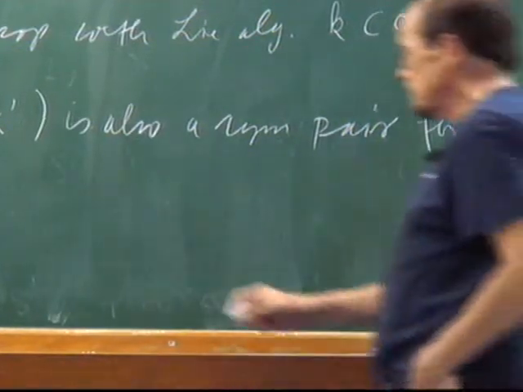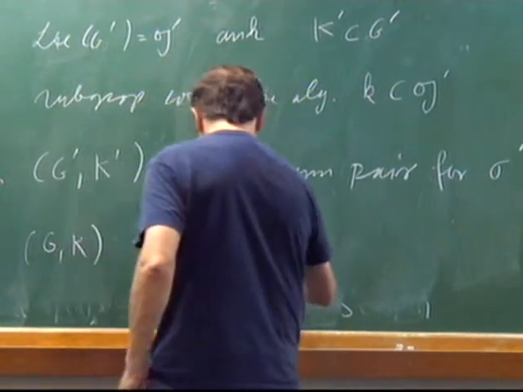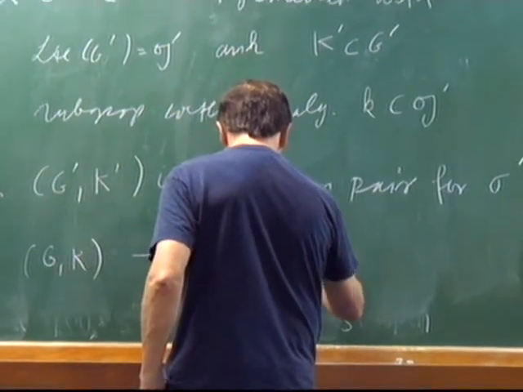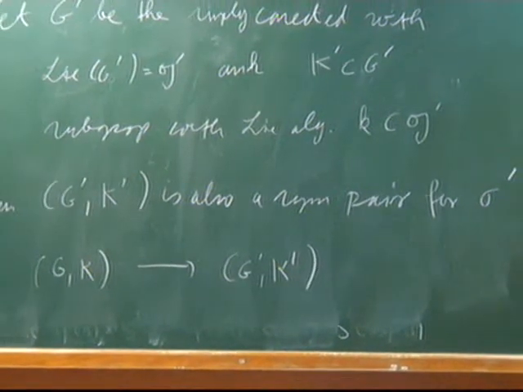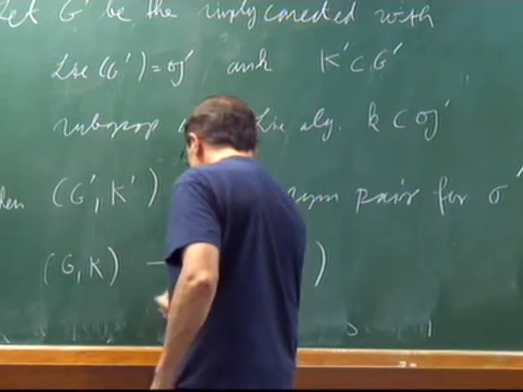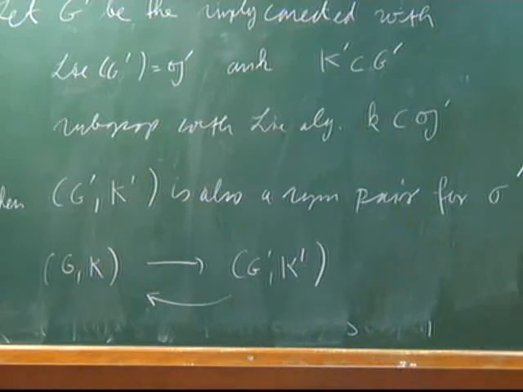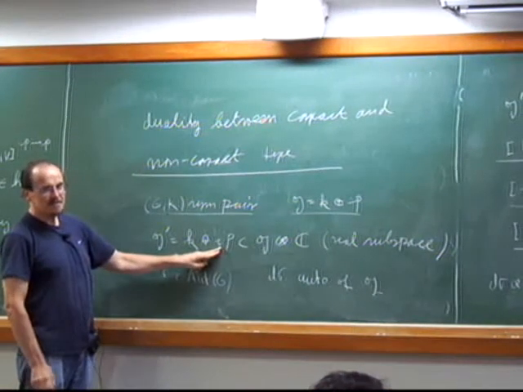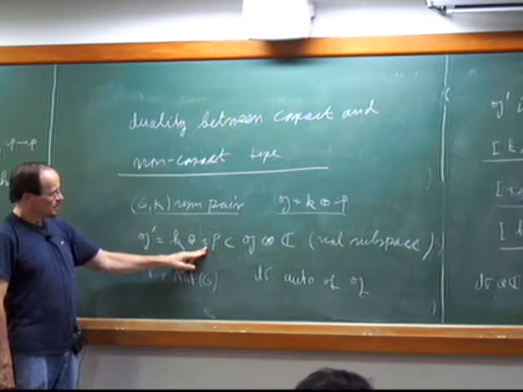So that's my duality. I start with a symmetric pair, G comma K. I define G prime comma K prime. That's a new symmetric pair. And I can essentially go backwards. So what happens if I start with G prime, K prime? Then I would have my G prime, K plus iP. I multiply with i, and I get back K plus P. So I come back to the original symmetric pair.